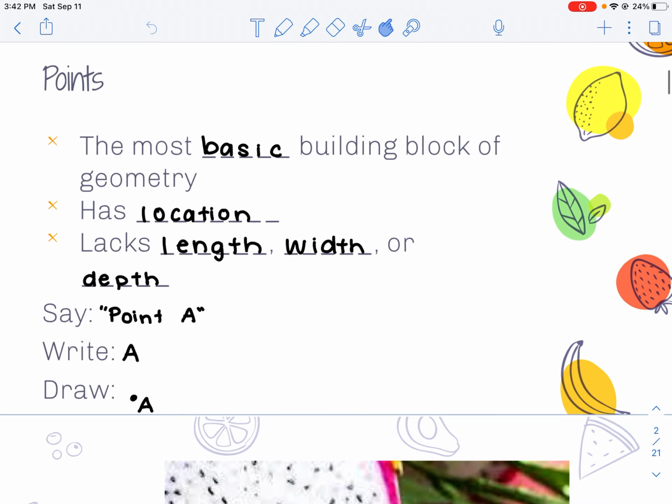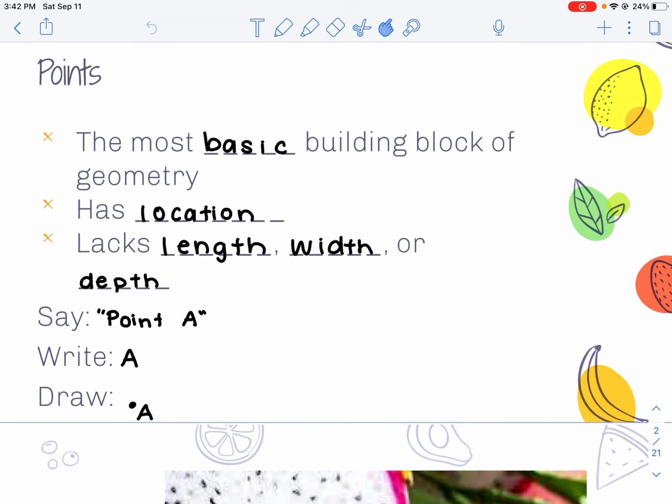So points are really just the most basic building block of geometry. It has a location. I can tell you where it is, but you can't measure a point. There's absolutely no length, width, or depth. So really, if we're thinking in dimensions, there's 0 dimensions. There's nothing there to measure.